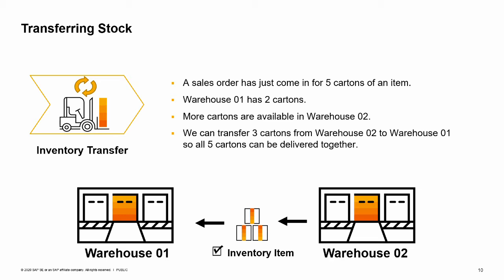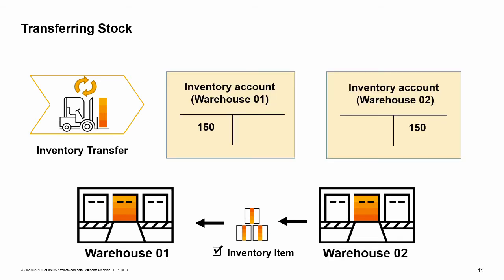from one warehouse. When you add an inventory transfer from Warehouse 02 to Warehouse 01, the system posts a journal entry. The journal entry posts the value of the transferred goods on the debit side of the stock account of Warehouse 01 and on the credit side of the inventory account of Warehouse 02.